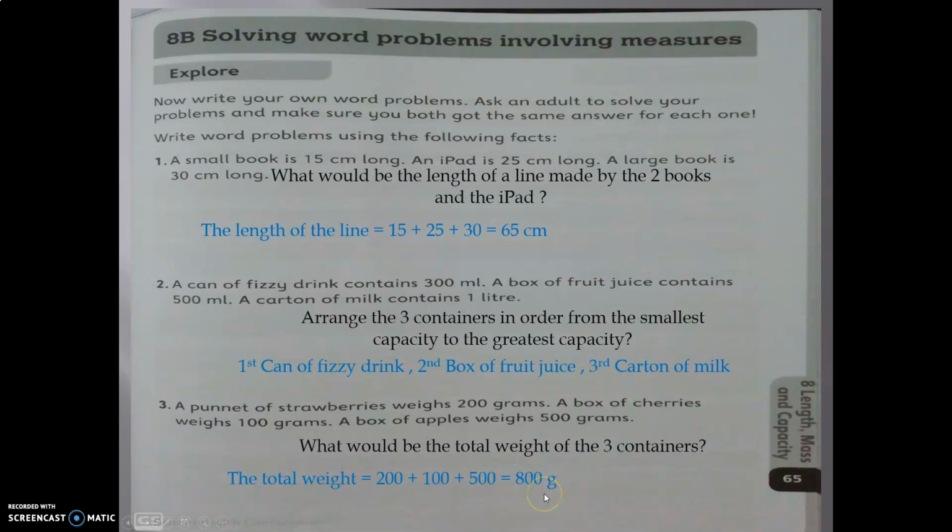Now my question for the smartest one. Is 800 grams less than or greater than the 1 kilogram? Oh, Miss Sarah, we know that 1 kilogram equals 1000 grams. But here we have only 800 grams. So the 800 grams, yes, is less than the 1 kilogram.